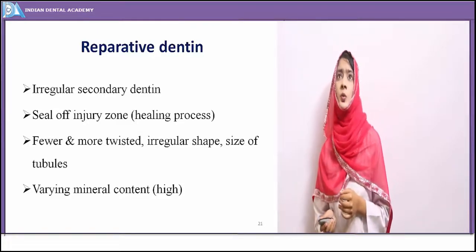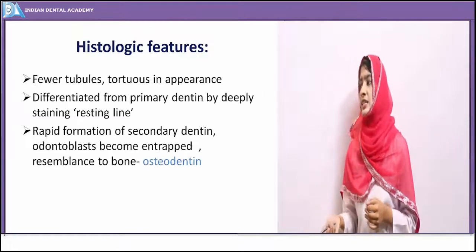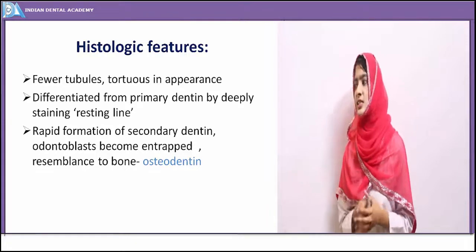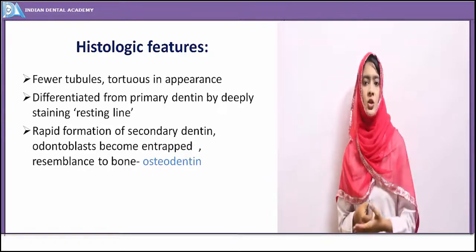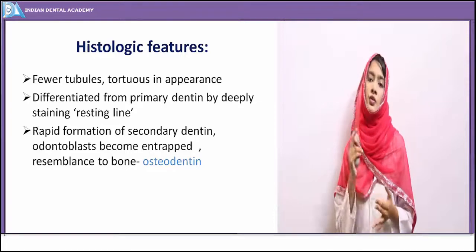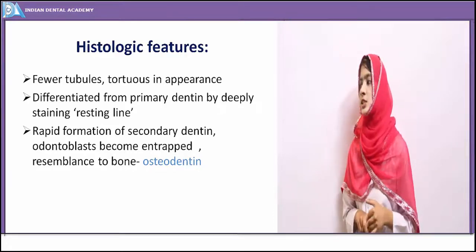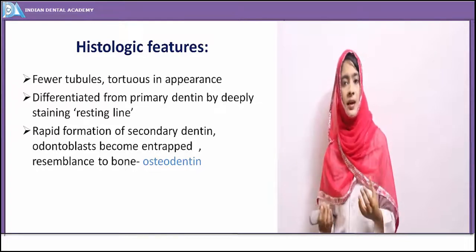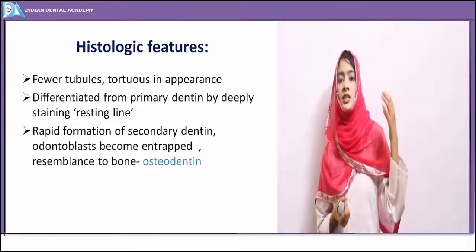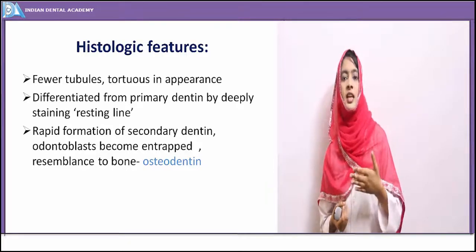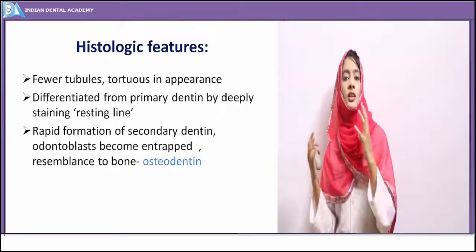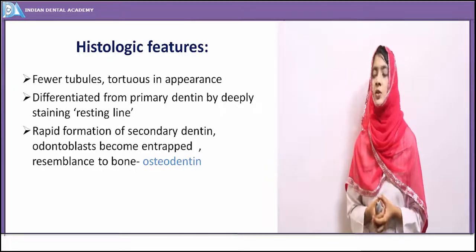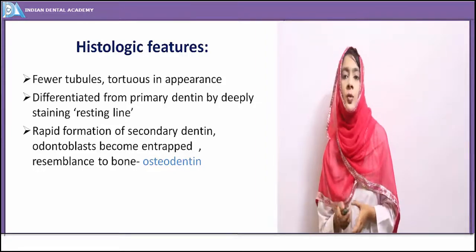You can differentiate between primary and secondary dentin histologically because secondary dentin shows the presence of resting lines within the histologic or ground section, and fewer tubules which are tortuous in appearance. If during formation the secondary dentin entraps the odontoblastic processes, with increased deposition of osteoid very similar to the deposition of bone, the term osteodentin is applied.